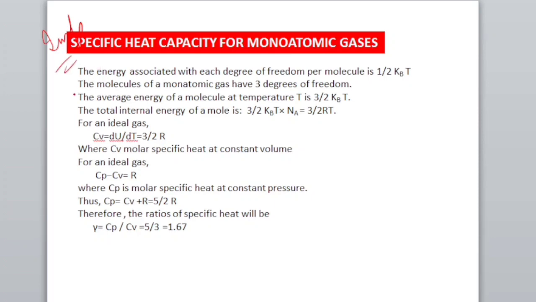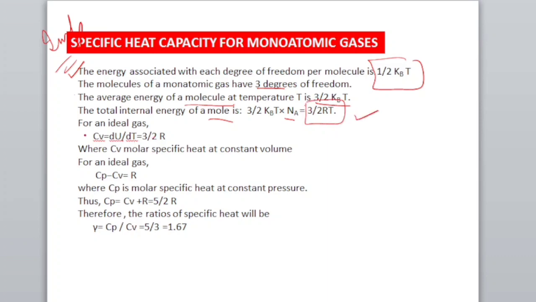Okay. So how do you derive this? You know the energy associated with each degree of freedom per molecule, according to the law of equipartition of energy, is how much? Half kBT, right? So the molecules of a monoatomic gas have how many degrees of freedom? 3 degrees of freedom. So average energy becomes 3/2 kBT. This is the average energy of a molecule. Total internal energy of a mole is how much? You multiply this by Avogadro number, and kB into NA becomes R, right? So it becomes 3/2 RT.